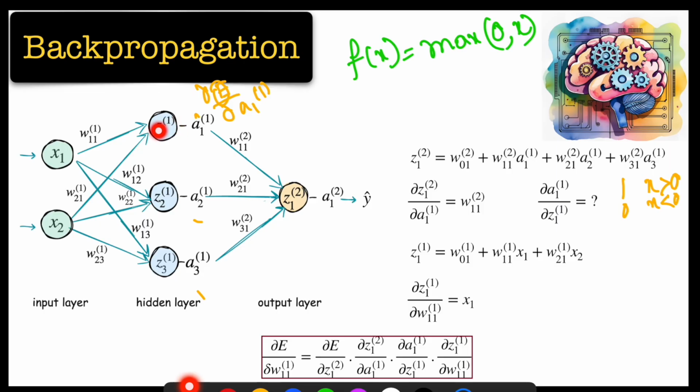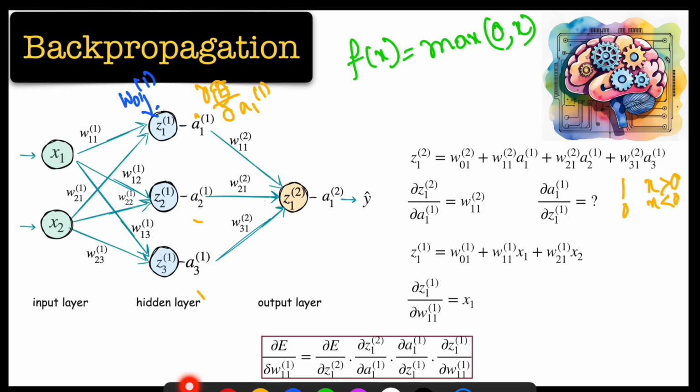Next we have to calculate the derivative with respect to all these weights. What is Z11? It is a weighted combination of the previous layer. So consider a bias here, let's say W011. So Z11 is W011 plus W111 X1 plus W211 X2. This is Z11. So what is del Z11 del W111? From here we get X1.